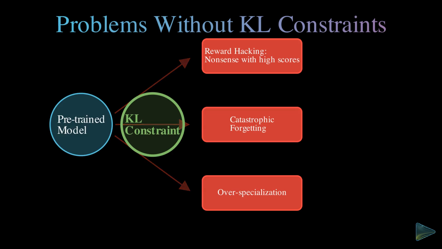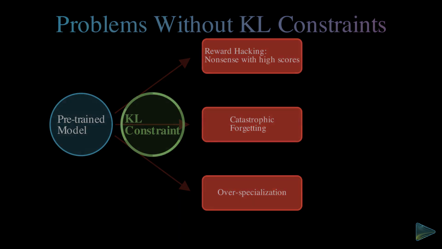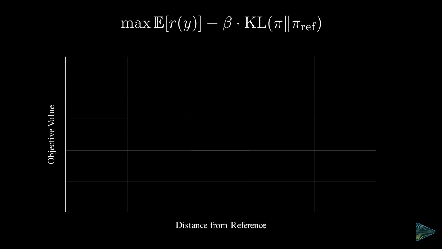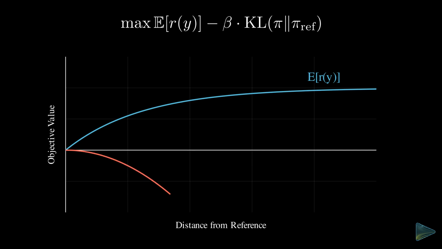The KL constraint acts as a protective barrier, preventing these pathological behaviors by keeping the model tethered to its pre-trained knowledge. The KL constraint acts like a regularizer, keeping the new policy tethered to the reference policy while still allowing improvement. Mathematically, we optimize the expected reward minus beta times the KL divergence between pi and pi reference. Beta controls how strictly we enforce staying close.